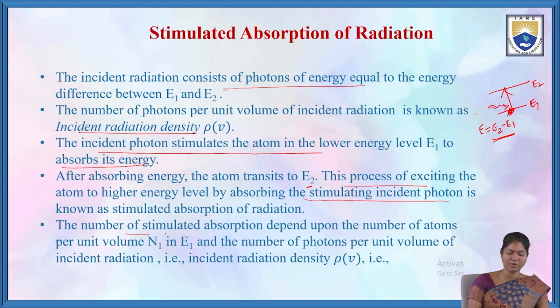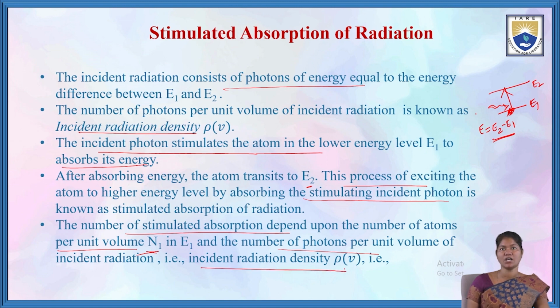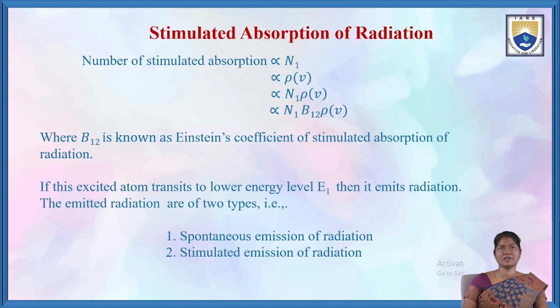So the number of stimulated absorptions depends upon the number of atoms per unit volume N1 in the energy state E1 and the number of photons per unit volume of incident radiation, that is the incident radiation density rho of nu. So here the number of stimulated absorptions is proportional to N1.